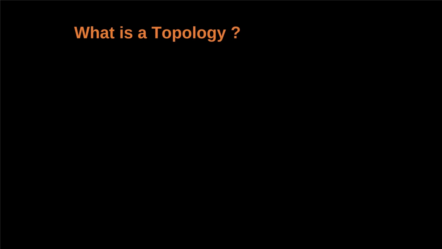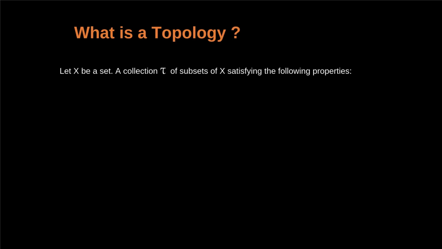Okay, so let's start with the definition of topology, and it goes like this. Let X be a set, then a collection tau, this Greek letter is known as tau, which is a collection of subsets of X, and if it satisfies the following properties, then we say that this collection tau of subsets of X is a topology on X. The first property is that phi and X both must belong to this collection tau. So this means the empty set and the set X itself must be members of this collection tau.